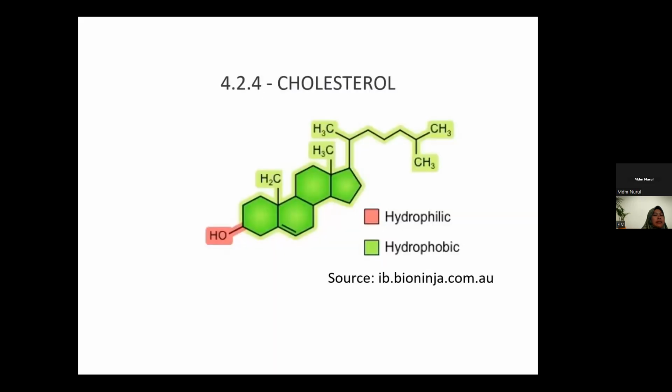Alright, next one, we go to the next component of the membrane, which is cholesterol. Okay, remember how to recognize cholesterol? Four fused rings. You can see here, this is four fused rings. Empat ring yang bercantum. Four fused rings. So, as you can see, the four fused rings. So, maksudnya itu adalah cholesterol. Okay.